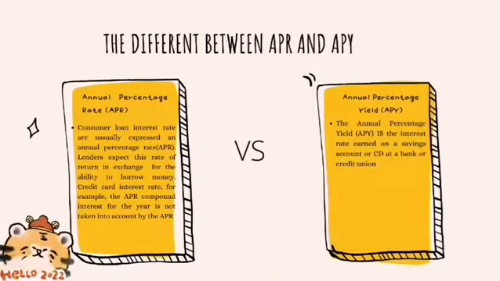What is the difference between annual percentage rate and annual percentage yield? First, consumer loan interest rates are usually expressed as an annual percentage rate. Lenders expect this rate of return in exchange for the ability to lend money. Credit card interest rates are an example. Compound interest for the year is not taken into account by the annual percentage rate. Second, the annual percentage yield is the interest rate earned on a savings account or CD at a bank or credit union.